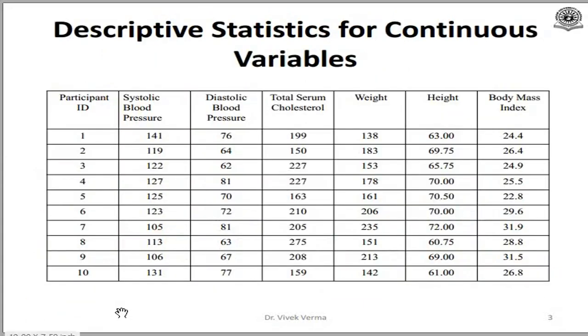Let us consider a database that is composed mostly of continuous variables. Here we have considered some characteristics: the patient ID, systolic blood pressure, diastolic blood pressure, total serum cholesterol, weight, height and body mass index. These are the standard clinical characteristics that will be considered to make a clinical decision or diagnosis plan.